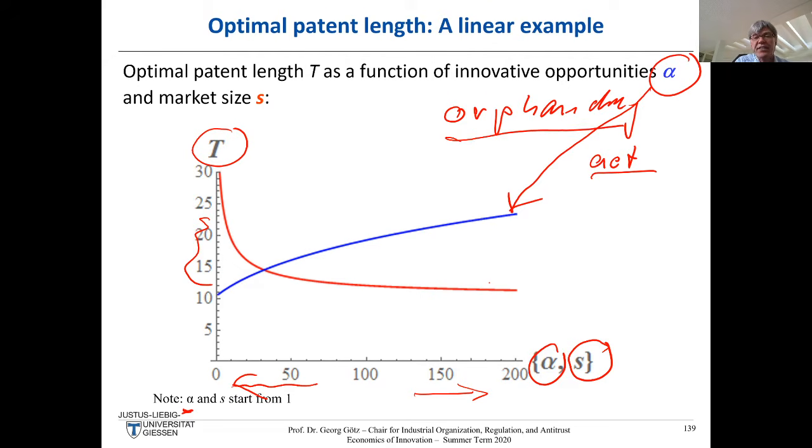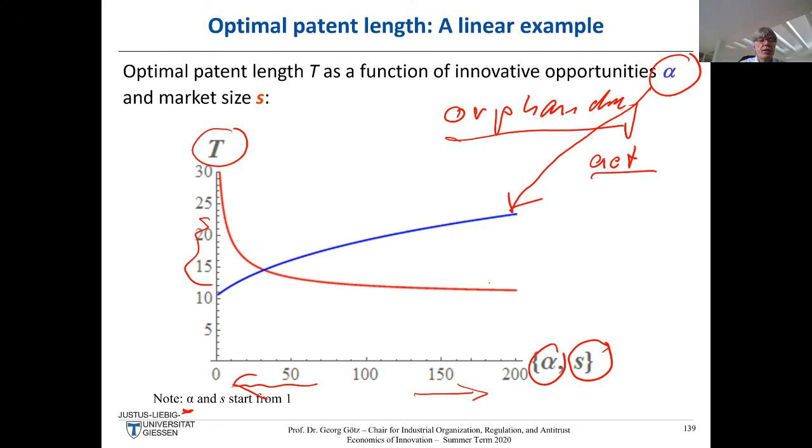I don't know the exact details because it's rather involved, but you get at least an extra 5, maybe even an extra 10 or 12 years of patent protection for these orphan drugs. And here you see the importance of the market size.